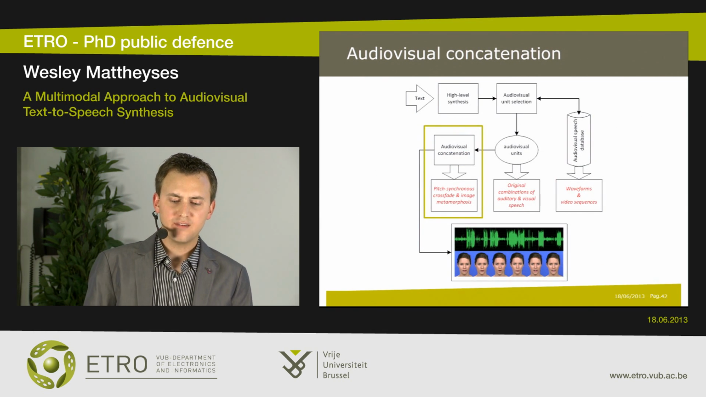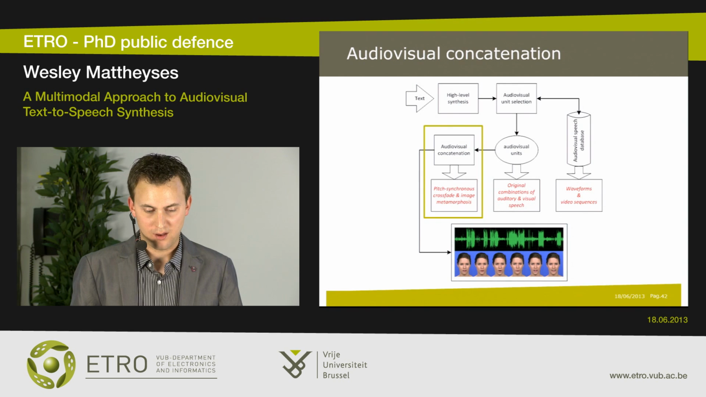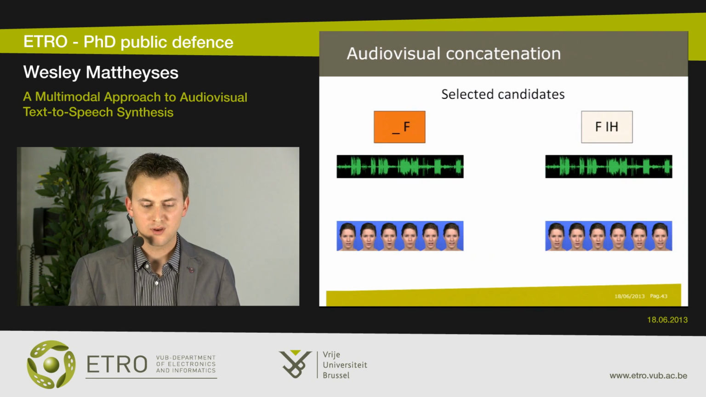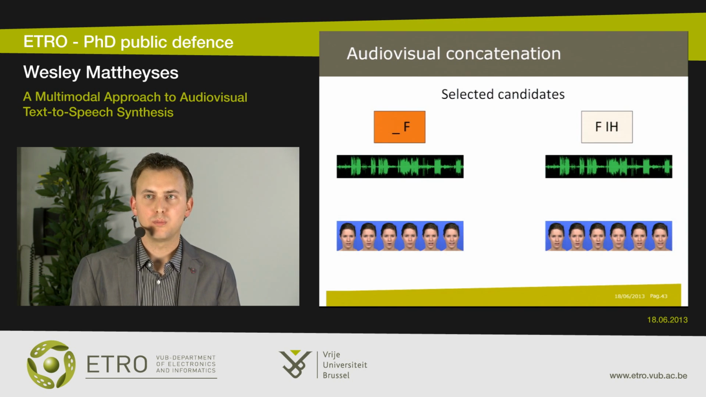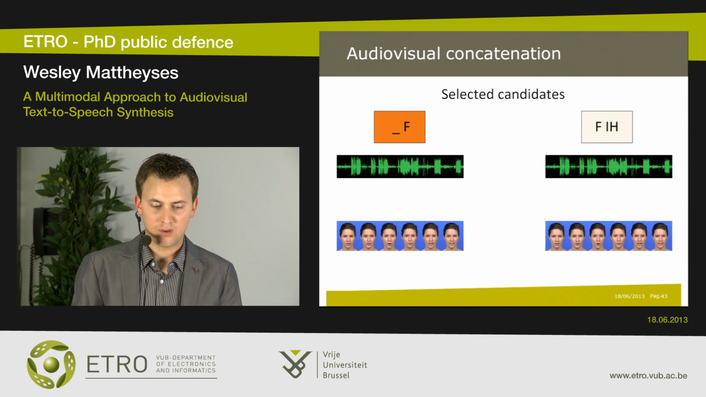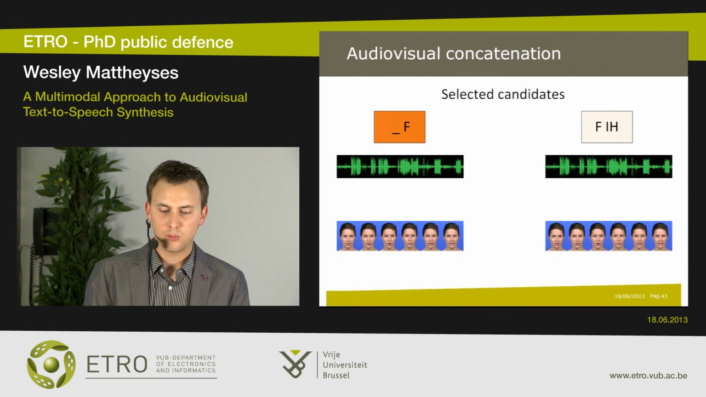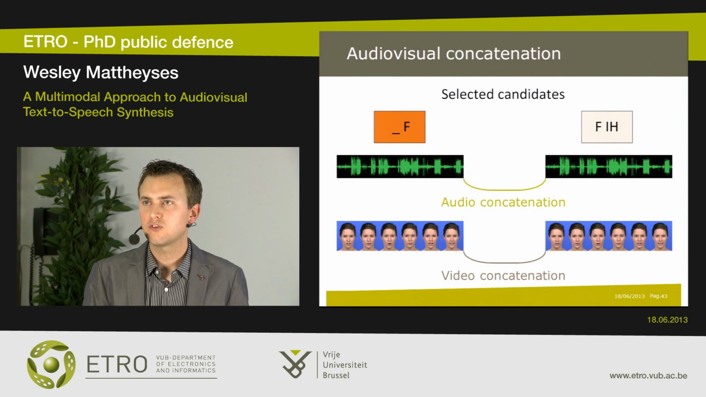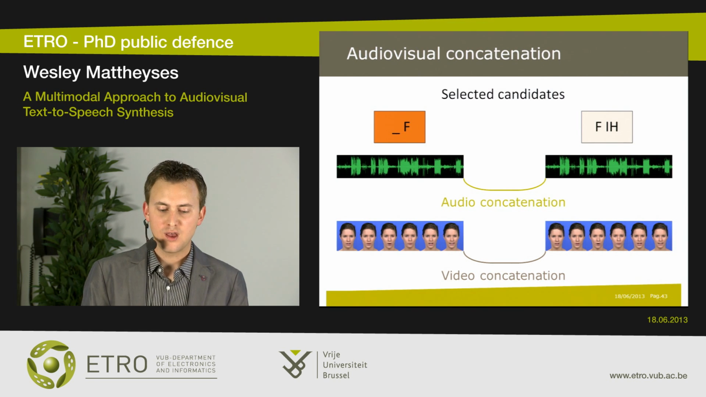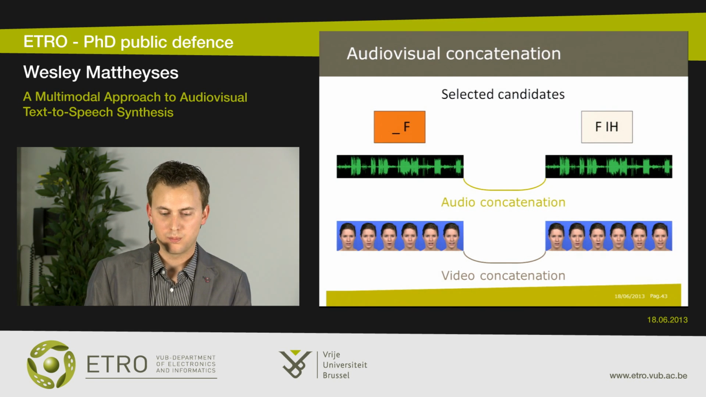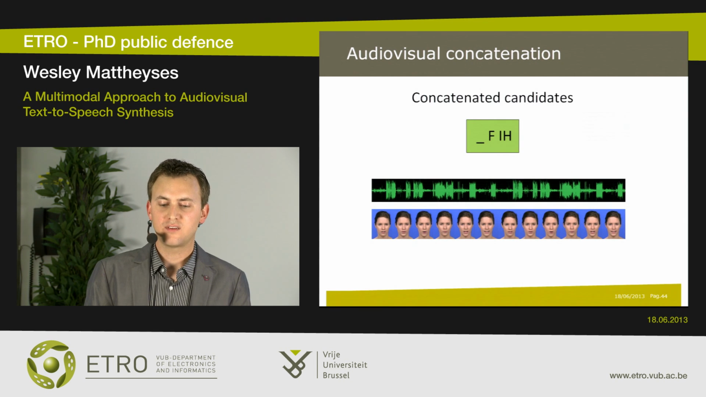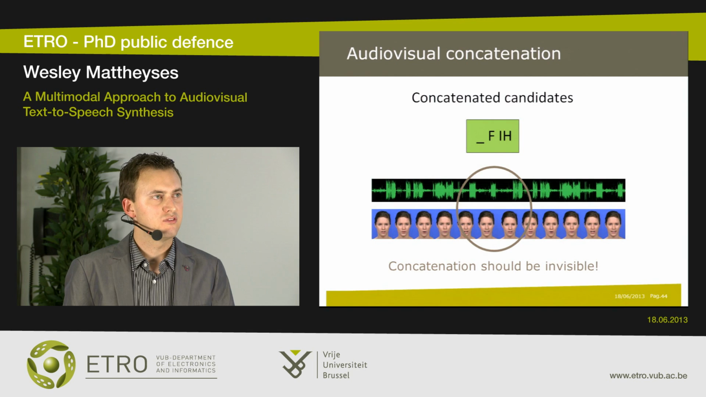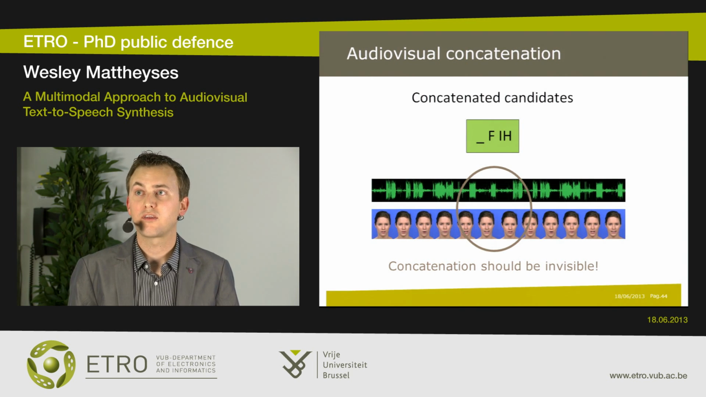And then the final step in my synthesis is the concatenation step, in which each selected candidate will be joined together. So imagine I have here two selected candidates. Well, I need to join the auditory speech information of these candidates and the visual speech information. So at the end, I get one concatenated signal in which, in the most ideal case, you do not notice anymore there exists a concatenation point.